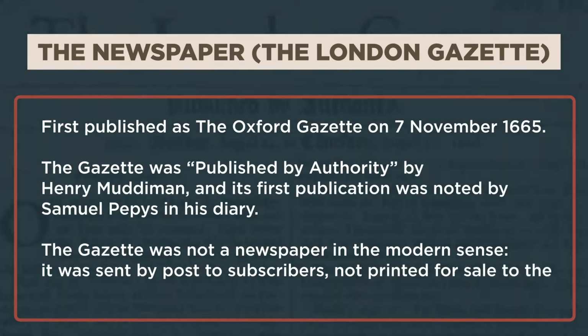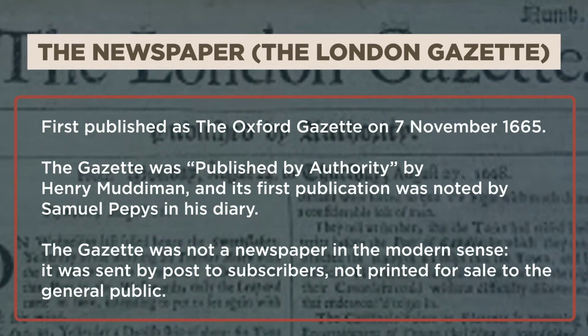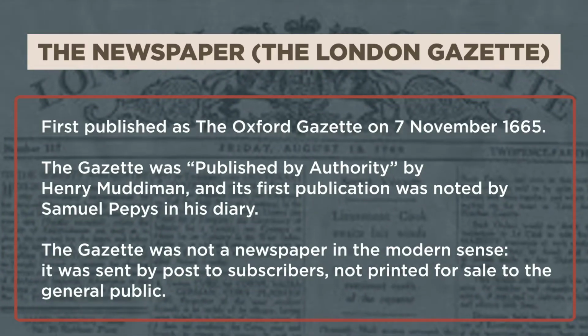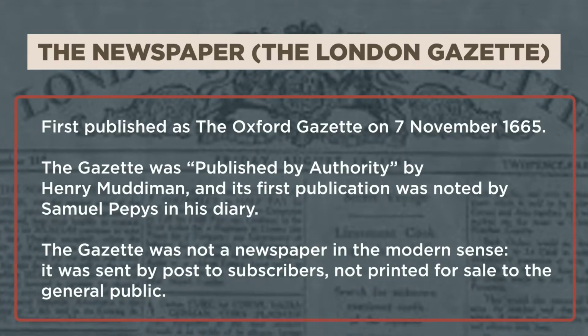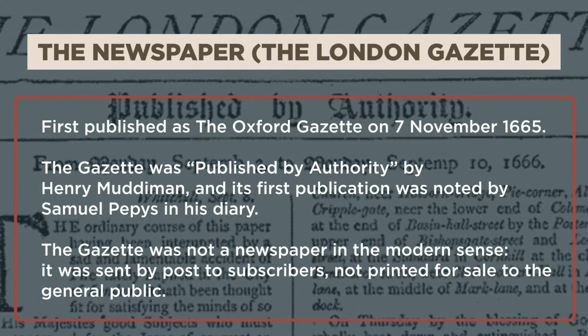A notable example of a newspaper is the London Gazette of 1640. The London Gazette was first published as the Oxford Gazette on November 7, 1665, by the time Charles II had moved to Oxford to escape the Great Plague of London. The Gazette was not a newspaper in the modern sense. It was sent to postal subscribers, not printed for sale to the general public.